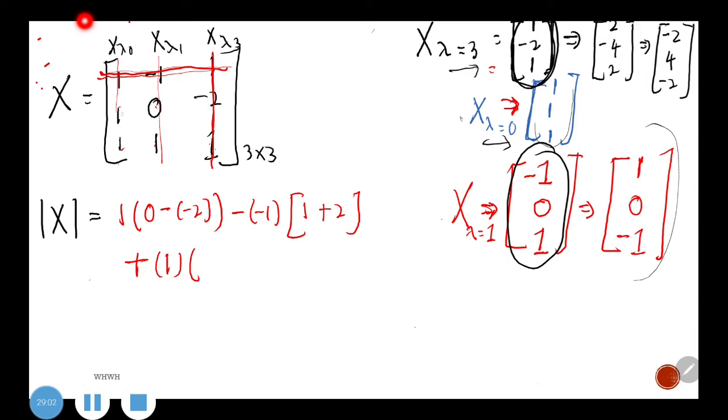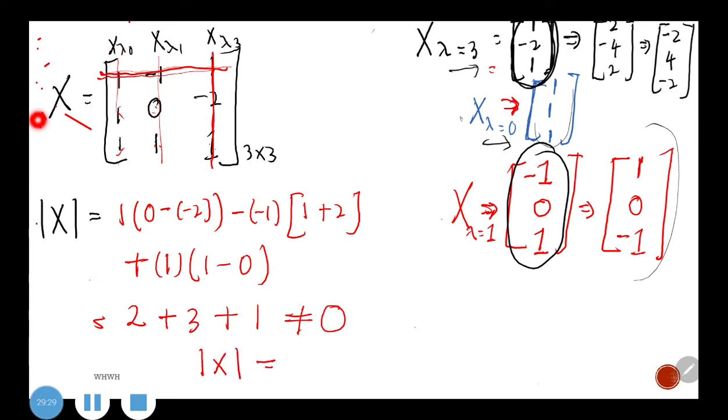Okay, and then 1 darab 1 is 1, minus 1 times 0 is 0. Then you compute this one, what you will get. This one kosong, negative 2 tambah jadi positive 2, and then plus with 1 plus 2 is 3, and then plus 1. Basically kita tak nak tahu pun value ni. It's just to show that the determinant is not equals to 0. So the determinant of X is not equals to 0.